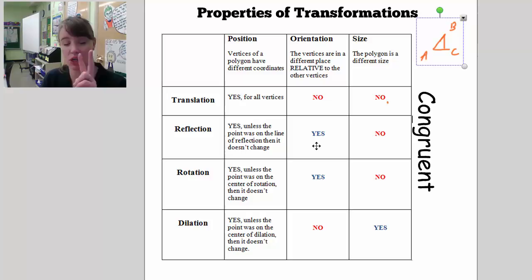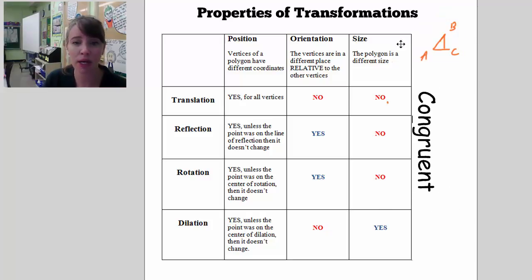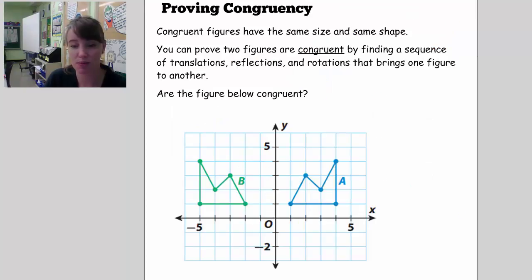Reflection changes orientation left, right, or up, down. Rotation rotates the orientation, but dilation will end up not changing the orientation. Okay. And then there's the idea of size, and the only transformation that changes size is the dilation. So for all three of these transformations, translation, reflection, rotation, the figure remains congruent. So that's why this is along all three of these. Translation, reflection, and rotation create congruent figures.